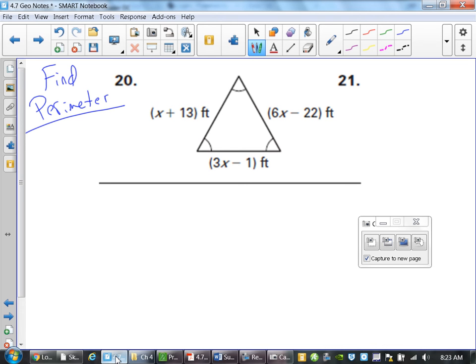Now, when I look at the diagram, what kind of triangle is it? Equilateral. So that means that all the sides are the same, which means you have 3 different ways to solve for x. Does it matter which 2 sides you set equal to each other? Nope. It makes absolutely no difference which sides you pick to set equal to each other. Okay?